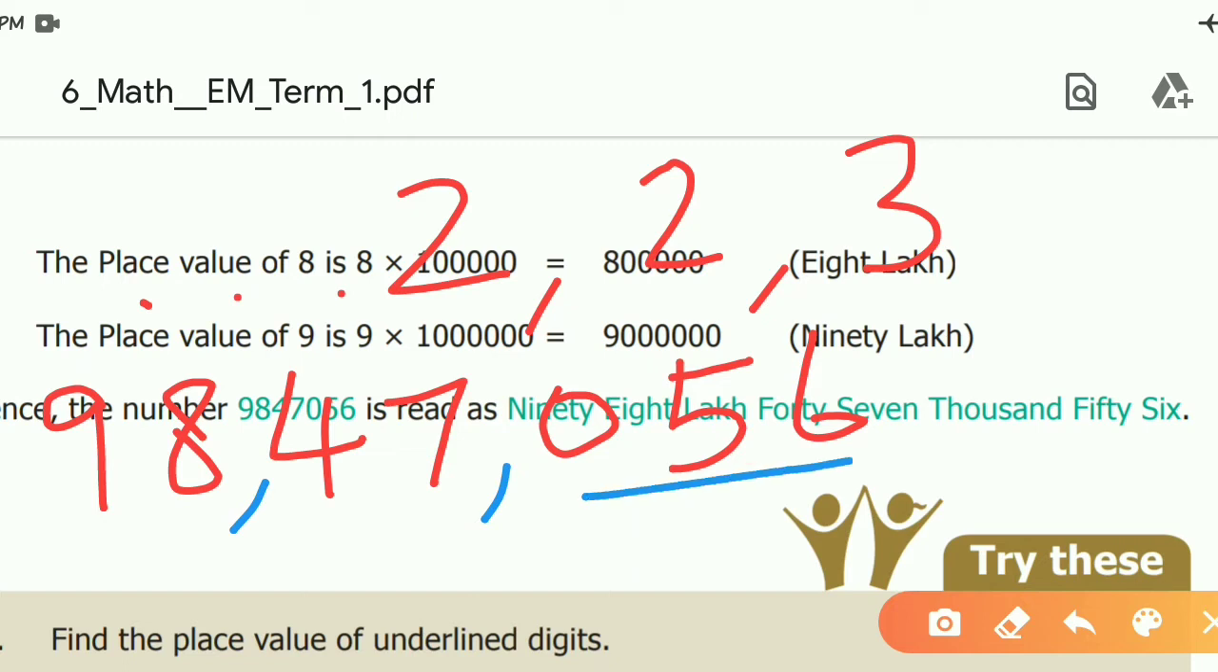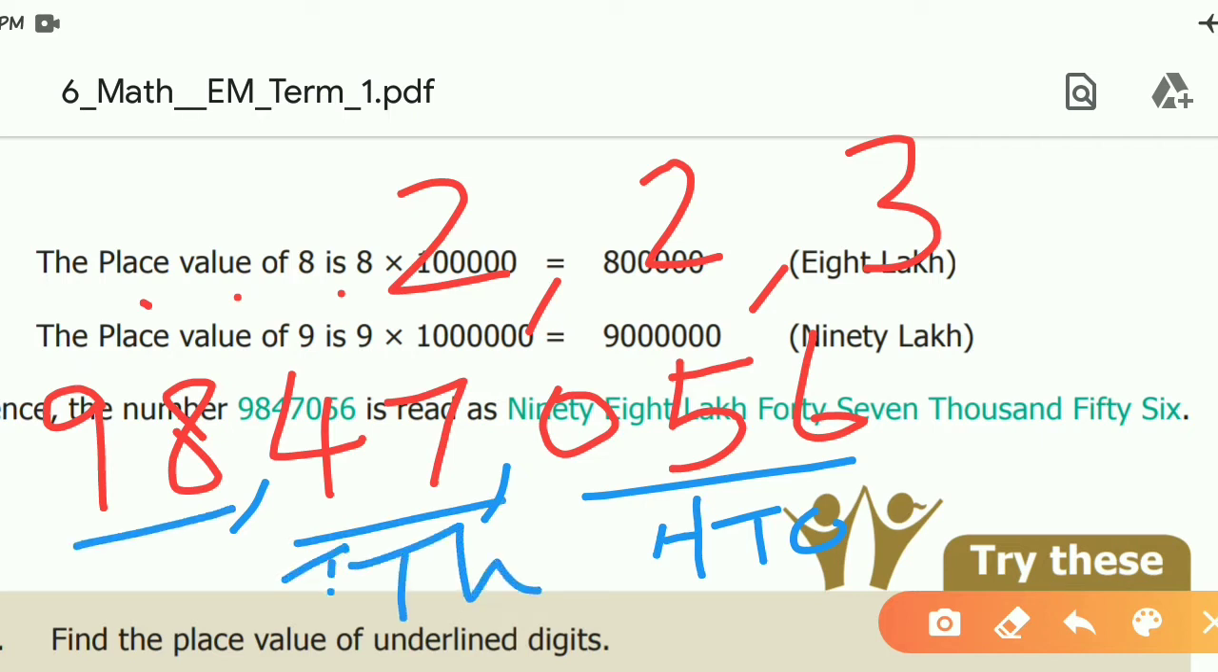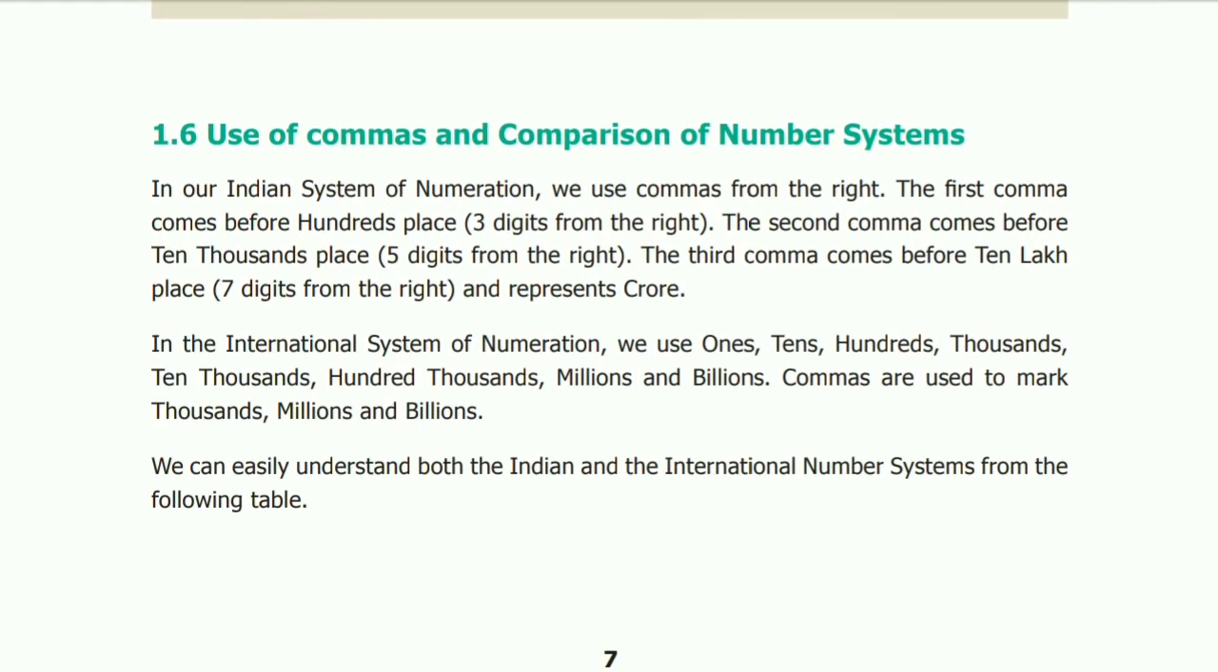This is called as ones, tens, hundreds. And this is 1000 and 10,000. This is lakh and 10 lakh. Okay. Now we can able to read the number very easily. 98 lakh 47,056. Do you understand students? Next part of our class is use of commas and comparison of number system.